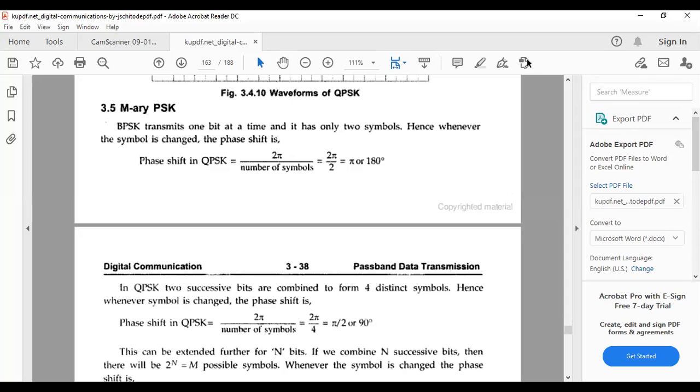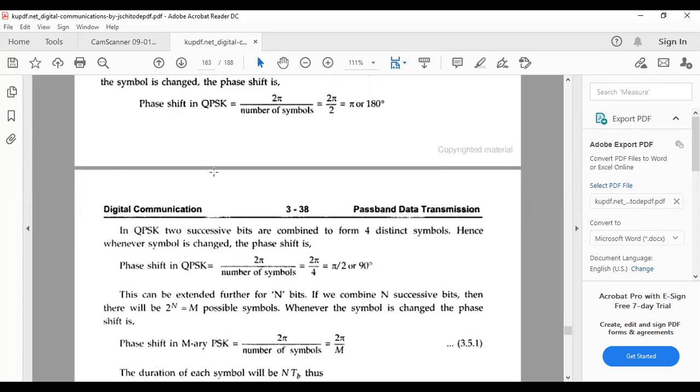So all of you observe here in M-ary PSK. First we see the BPSK signal, binary phase shift keying signal. Binary means binary numbers, only 0 and 1. We can transmit either 0 or 1. Only 2 symbols. So the phase shift in binary PSK modulation is 2 pi by the number of symbols. Number of symbols means either 0 or 1. 2 pi by 2 means pi, or 180 degrees. That is in the binary PSK signal.